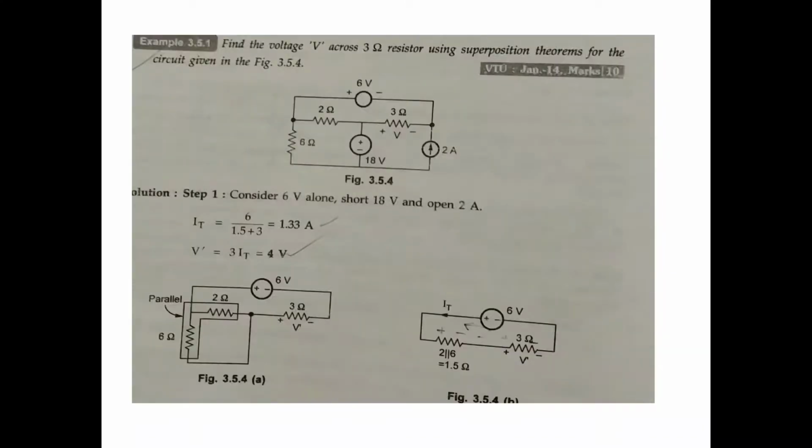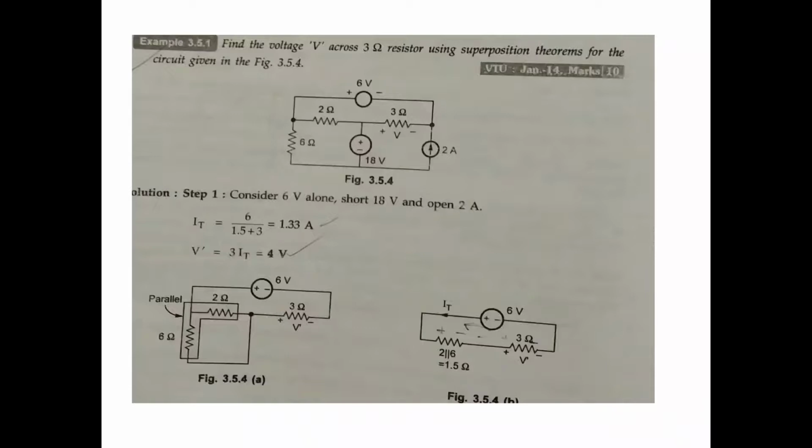Okay, just one example based on the superposition theorem. Find the voltage V across the 3 ohm resistor using the superposition theorem. Across the 3 ohm resistor, this voltage will be calculated. Here 6, 2, 8, 3 are the resistances, with a 6 volt and 18 volt voltage source, and a 2 amp current source.